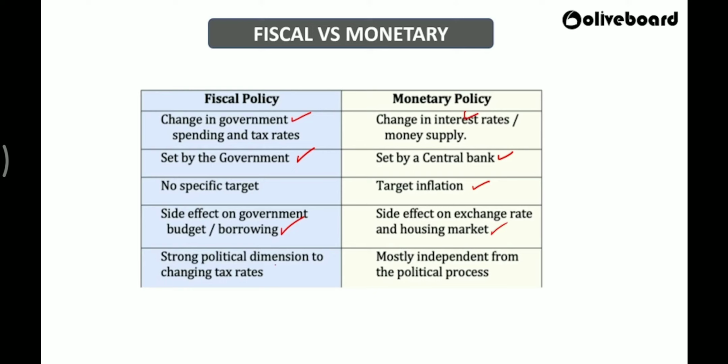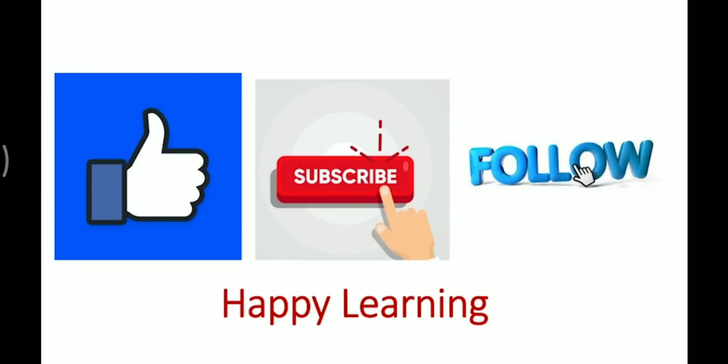Next one, strong political dimension to changing the tax rate. Obviously, this differs from government to government. All right, whichever government is ruling, based on their view, the fiscal policies may change. So there will be political dimensions. But monetary policy, since it is controlled by the RBI, is free from the political process. These are all the main differences between fiscal and monetary policies.